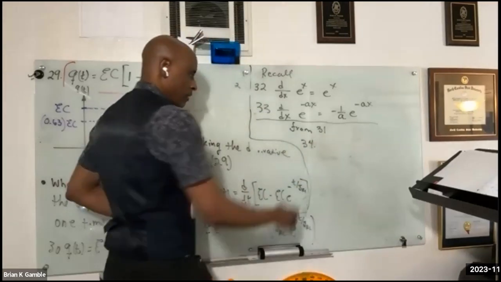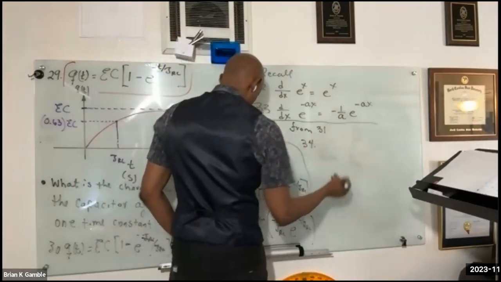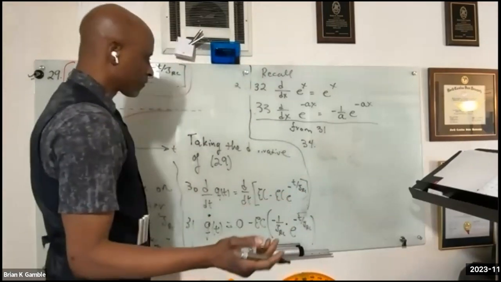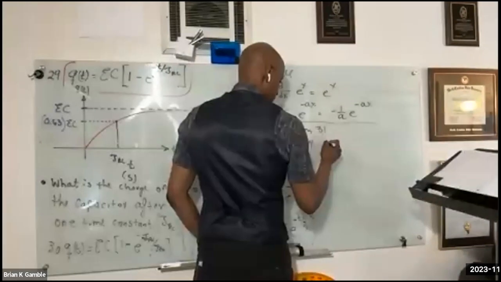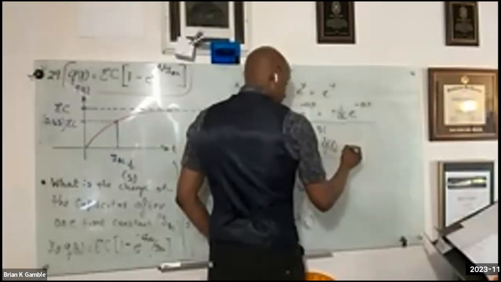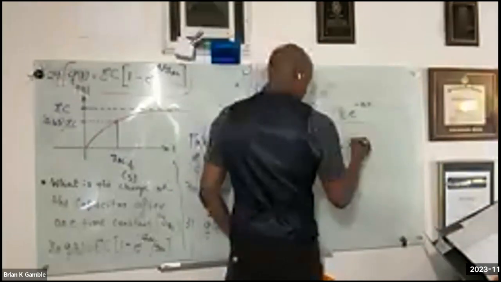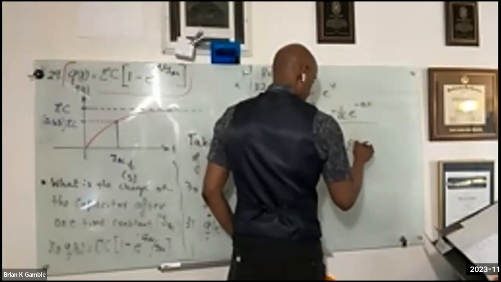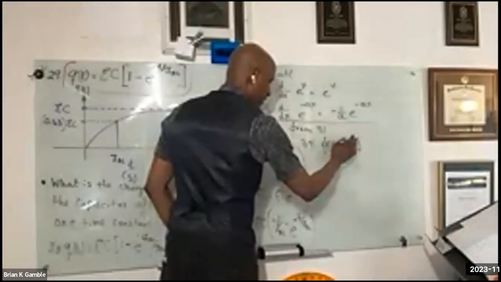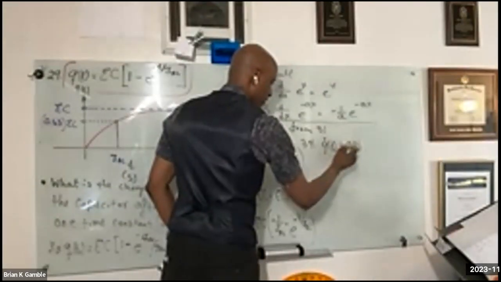So q(t), the derivative of which is basically just current, right? That's the other thing. The derivative with respect to time of charge is current. So that's just going to be I(t). That's literally the definition of current.